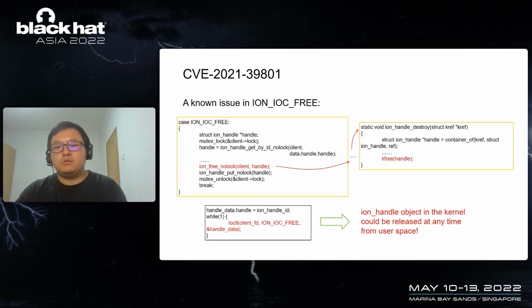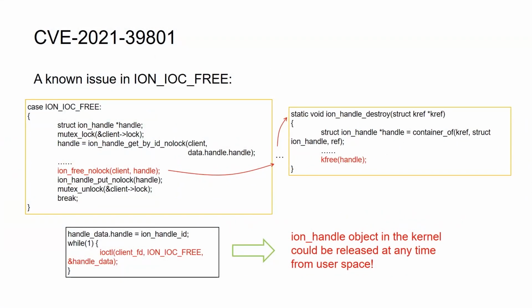Let's have a look at this known issue. It happens at the ION_IOC_FREE ION control command. As we already know, with the ION free command, we can manage to release an ION handle object. But with this command, if we try to call ION free in user space continuously, we will release the ION handle object no matter how many times it has been referenced by others. To be more specific, the ION handle object in kernel space can be released at any time from user space.